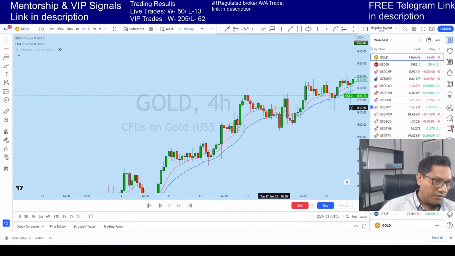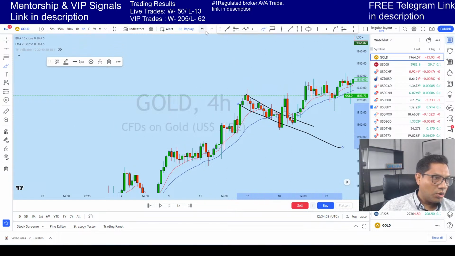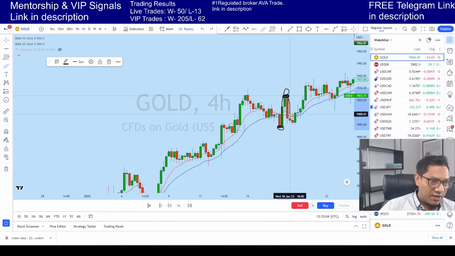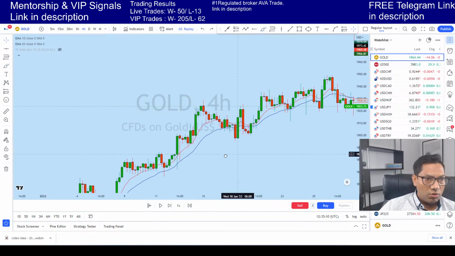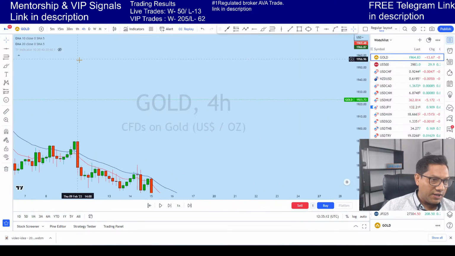The same thing here. You can see that there was a bull flag here. That bull flag initially broke down and then went up, broke to the upside, came back down again and then trended to the other side. So gold is now doing exactly the same.